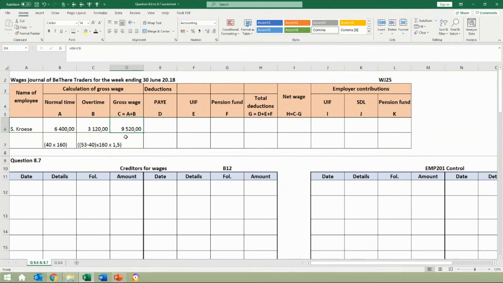Now based on question 8.6, what is the pay as you earn that was deducted from Sarah during that week? How much pay as you earn did we deduct? Okay, that's correct.